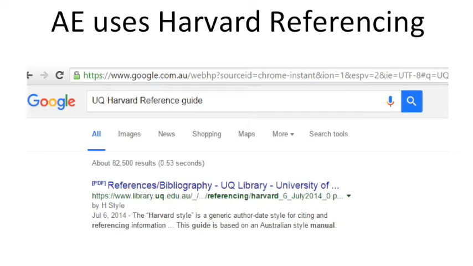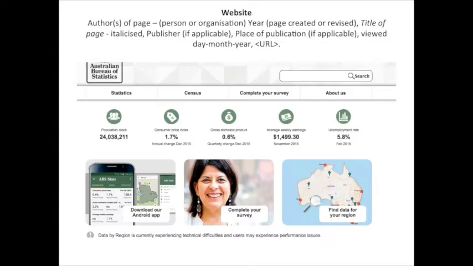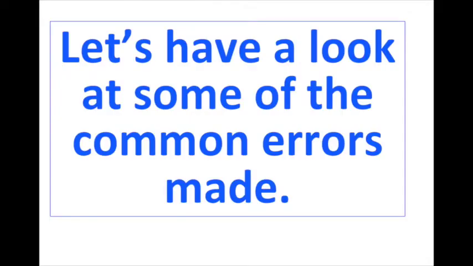Now the first tip I'm going to give you is to use your Harvard referencing guide. You can find that in the back of your AE book. Otherwise, Google it. Now remember, in your arguments, you'll use different sources: a book, a journal, a website, newspaper, maybe a government report, and they all have different needs in their references. Let's have a look at some of the common errors made.